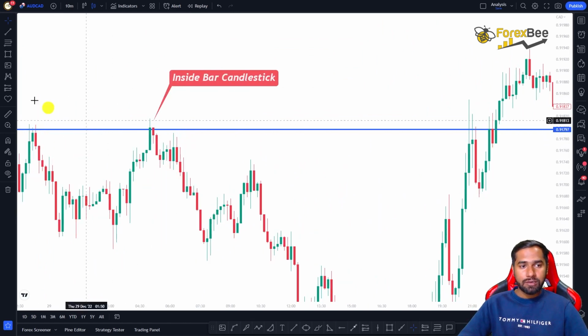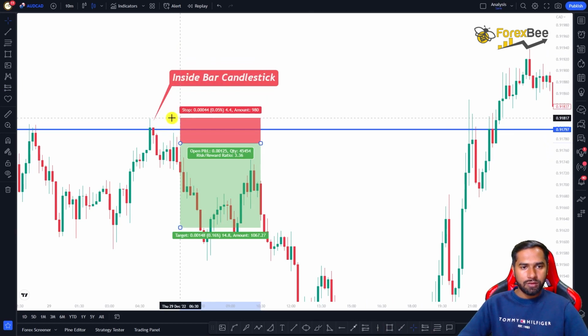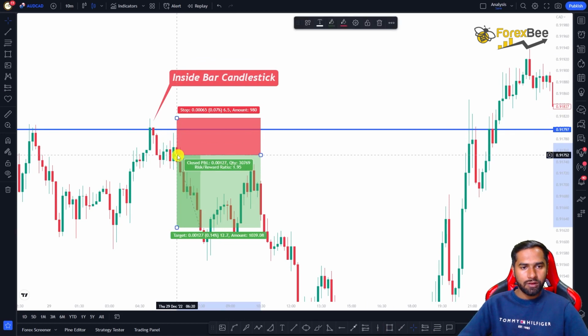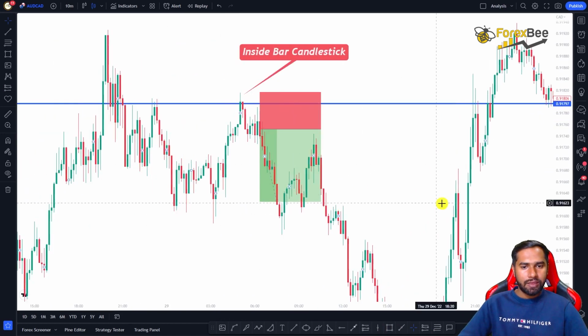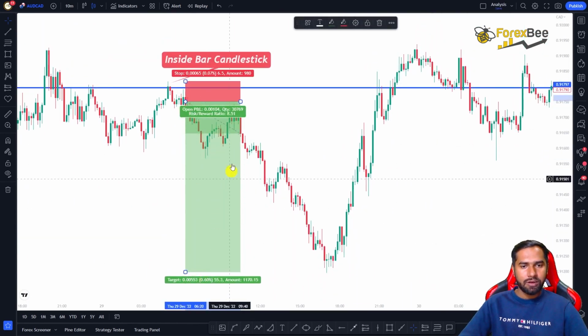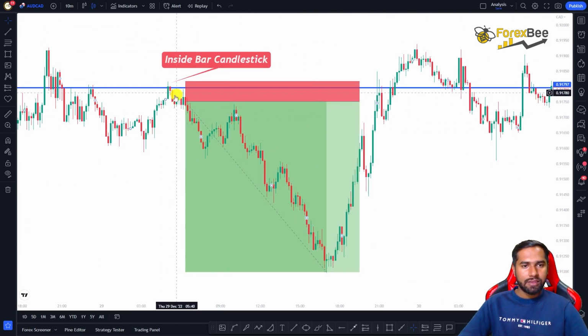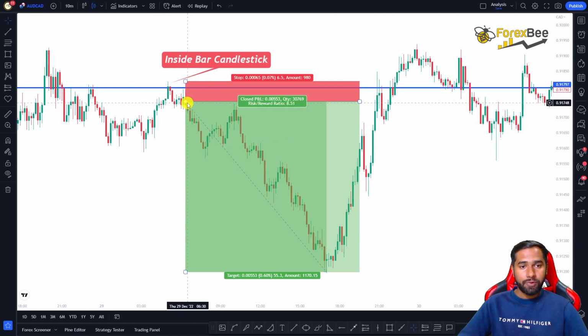So if we trade this inside bar and take our trade from here, let me just go ahead and take a short position. So if I put my stop loss here, my entry at the close of this candle, then we can see the market going in the bearish direction for a very long time, as you can see here. So with the combination of SR flip levels and this inside bar candlestick pattern, we were able to combine these two into one analysis and get a trade that worked out very well in our favor.